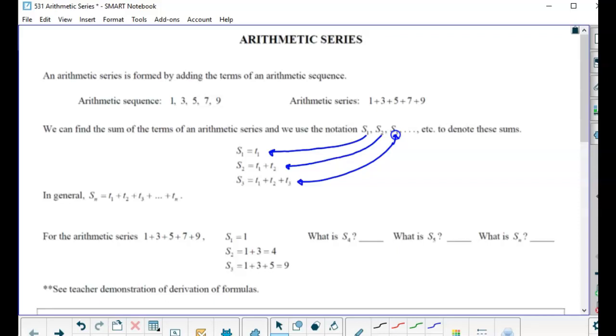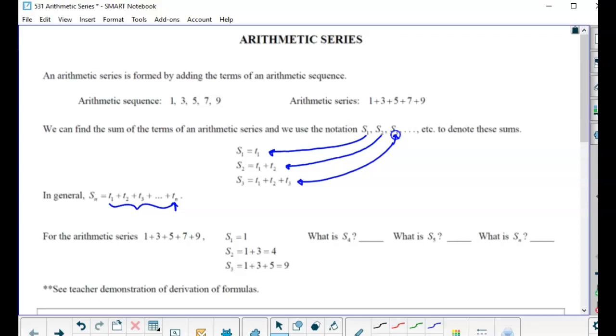But then to get S3, you add the first 3 terms. To get Sn, it means you're adding from term 1 up to term n, okay? So that those n's match up. So the series 1 plus 3 plus 5 plus 7 plus 9.